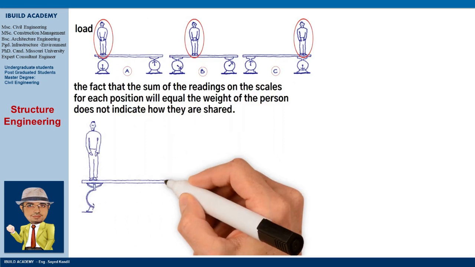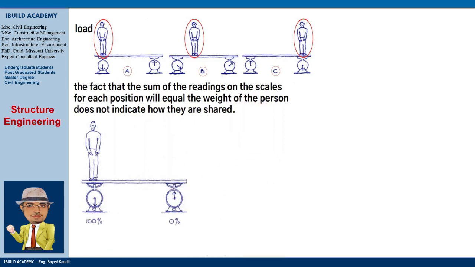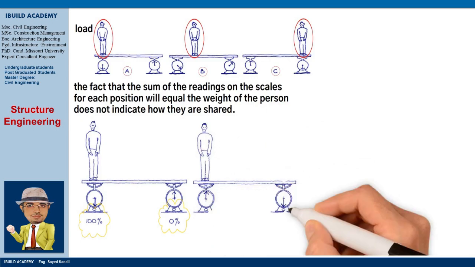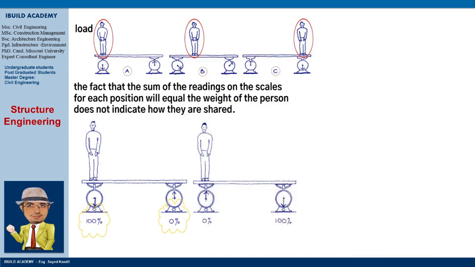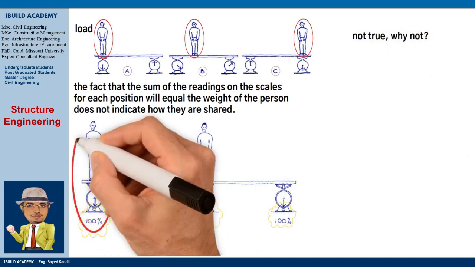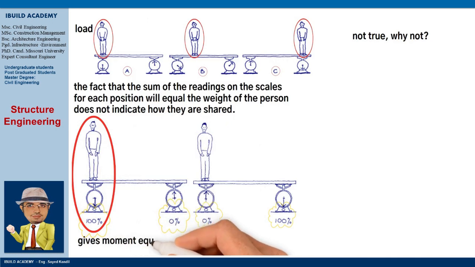If the person stands in position A, directly over the left-hand weighing scale, it is reasonable to expect this scale to give a reading of 100% of the person's weight, and the right-hand weighing scale to give a reading of 0% of the person's weight. But vertical equilibrium would equally be satisfied by the right-hand scale reading 100% of the person's weight, and the left-hand scale reading 0%. This seems unlikely to be true, but why not? The answer is because only 100% at the left-hand scale gives moment equilibrium.